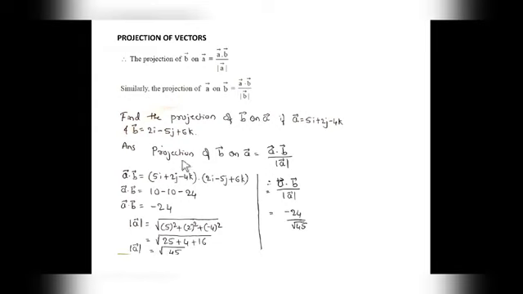Now according to this formula I am going to substitute the values. Vector A dot vector B is minus 24 divided by magnitude of vector A, root 45. Minus 24 divided by root 45 is the projection of vector B on vector A.